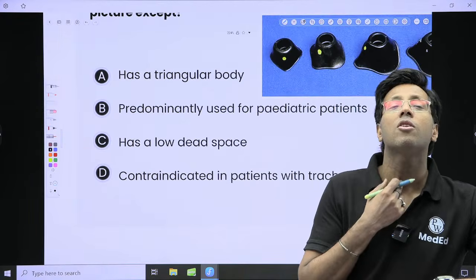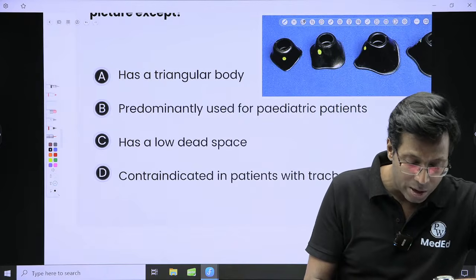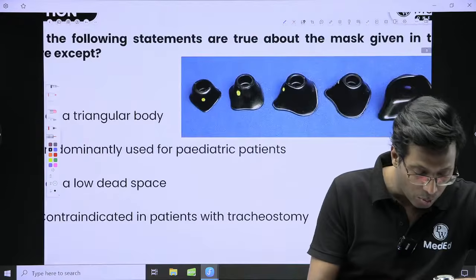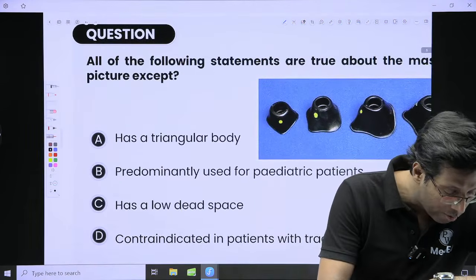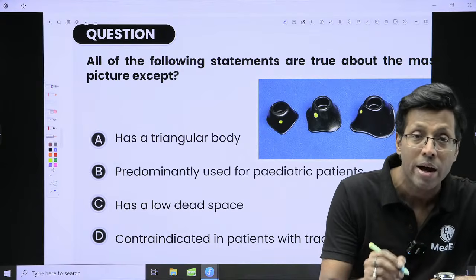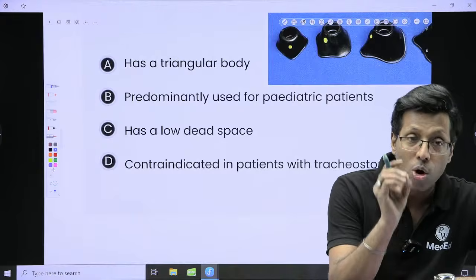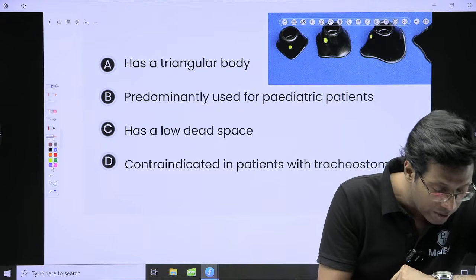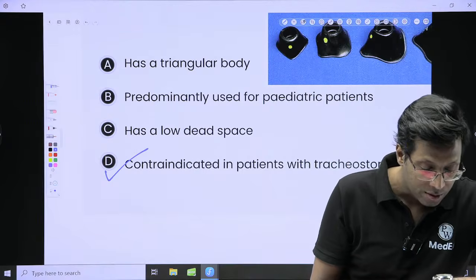We don't know. But the 4th point, contraindicated in patients with tracheostomy. Tracheostomy means it is cut over here. Right? So why will it be contraindicated in a patient with tracheostomy? And being small, yes, it is going to have a dead space which is less. So all the following statements are true except one statement which is false, and the false statement is not A, B and C. The answer is D. Okay, the answer is D.